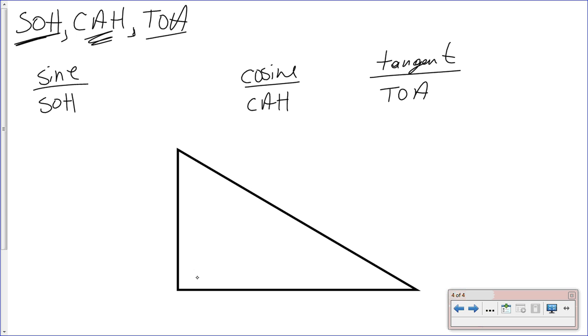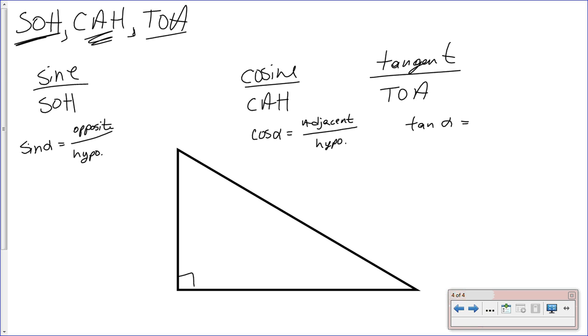Now, you might ask yourself, what does that mean? It simply means that the sine of your angle, I'm going to say alpha, equals O over H. O stands for opposite over H, which stands for hypotenuse. The cosine of your angle equals A, which stands for adjacent, the side physically next to your angle, over hypotenuse. And the tangent of your angle equals opposite over adjacent.